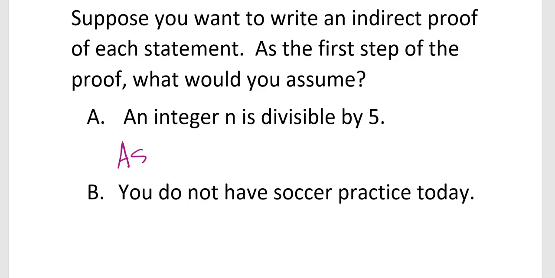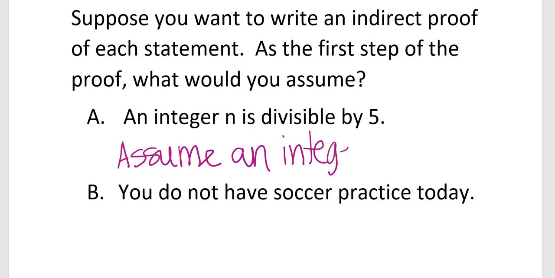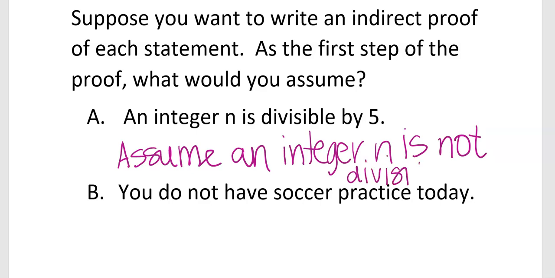Assume an integer n is not divisible by 5. So whatever it says, you're going to do the opposite. And it always usually starts with assume because you're assuming something that wasn't already stated.